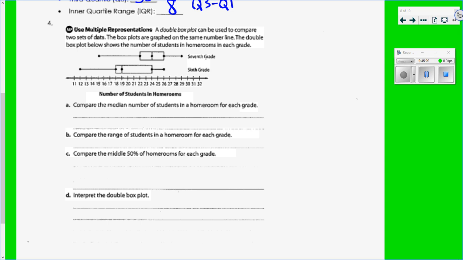Quiet. Thank you. So in a double box plot, all they're doing is putting two box plots on the same line. So they're going to have the same number line, but what it does, it allows you to get a good visual representation for what the differences are between the two data sets.